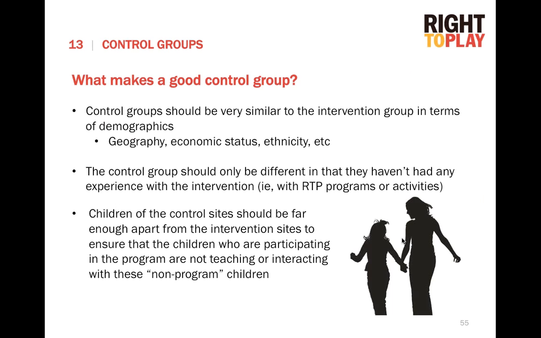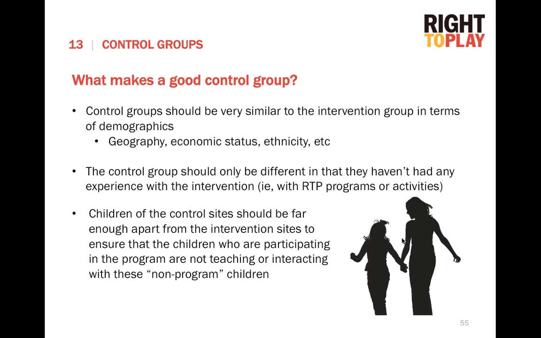Control groups should be very similar to the intervention group, or the group of children in the program, in terms of demographics. So when you're choosing your control groups, you want to consider geography, economic status, ethnicity, and any other factors that you think might be relevant and might have an impact on any level on your program children. The control group should only be different from the program group in that they haven't had any experience with the intervention. So they should have absolutely no experience with Right to Play programs or activities.